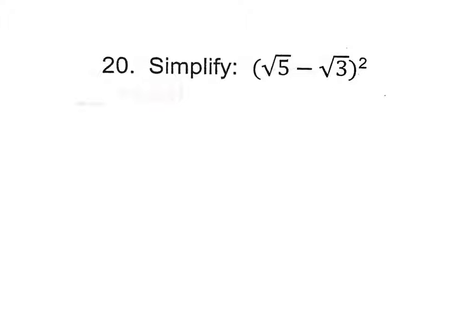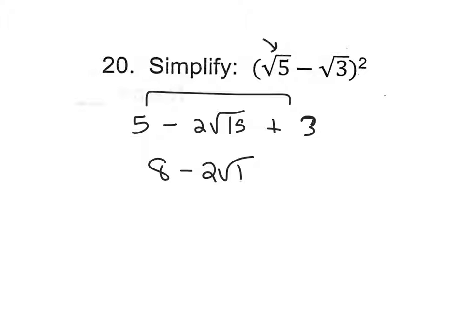Number 20 is squaring a radical. Remember, when you square: square, multiply, double, square. So I'm going to square the first one, which is just 5. I'm going to multiply those two together, which would be square root of 15, and double it, which means you multiply by 2. And then you square the second one, which is going to be 3. I about wrote 9. Now we're done, except you can add the 5 and the 3. That's 8 minus 2 on 15.